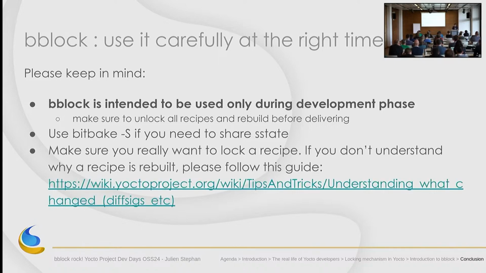You also need to make sure that you really want to lock a recipe. So if you modify a recipe and it rebuilds a lot of stuff, and you don't know why, you may be tempted to lock these recipes, but it may not be a good idea. You should first follow this guide to understand what changed, because if bblock rebuilds stuff, it's because there may be some good reason to do that. So unless you are pretty much sure it is safe to lock, you should first follow this guide, and then, if you think it's a good idea, you should lock your recipe.